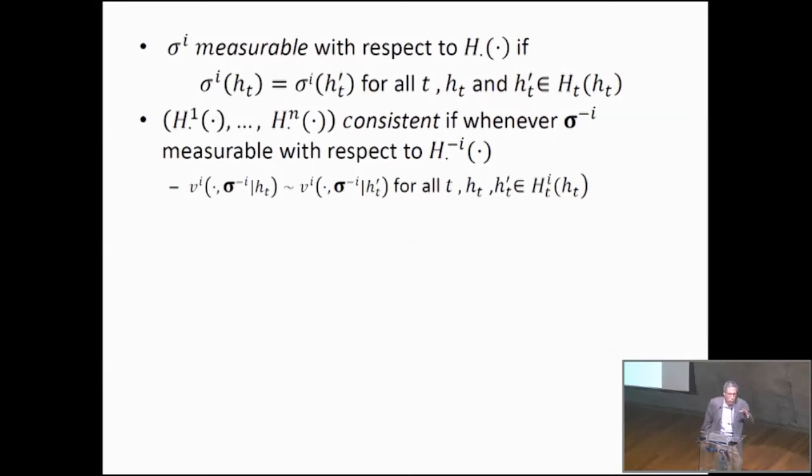I'm not saying that his payoffs are necessarily the same after HT and HT prime, but his von Neumann-Morgenstern preferences are the same after HT and HT prime. In other words, he faces the same decision problem after HT and HT prime, and therefore he doesn't lose if he makes the same decision after HT and after HT prime. So he can, without loss of generality, make his strategy measurable with respect to his partition.